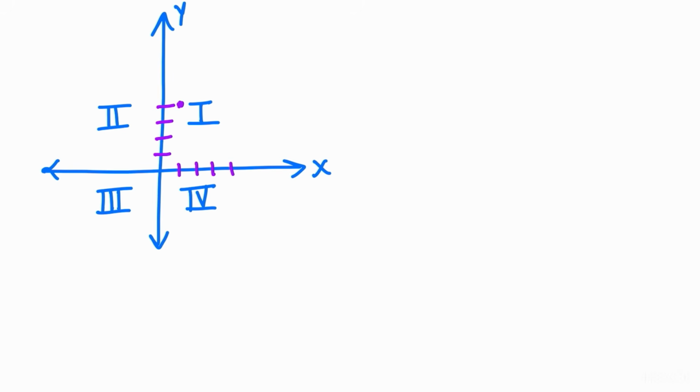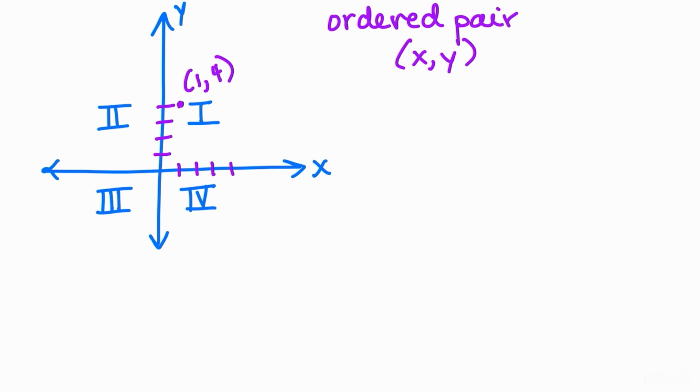In quadrant 1, both of these x and y coordinates are going to be positive. So the point 1, 4, it's a positive 1 and positive 4. Every ordered pair is x, y. This is something you should remember from Algebra 1. And it's ordered pair because in the English alphabet, x comes before y.